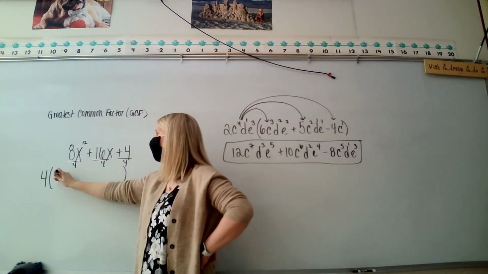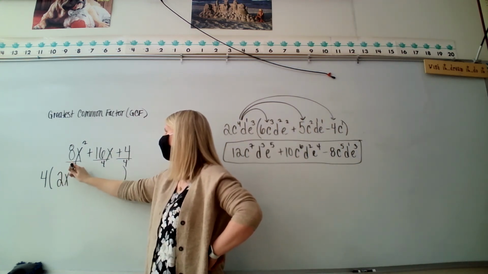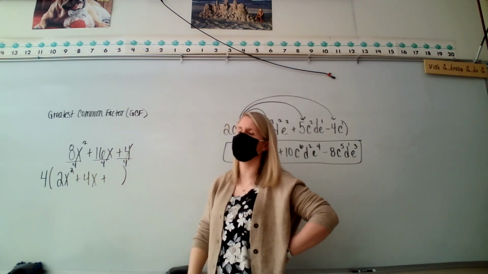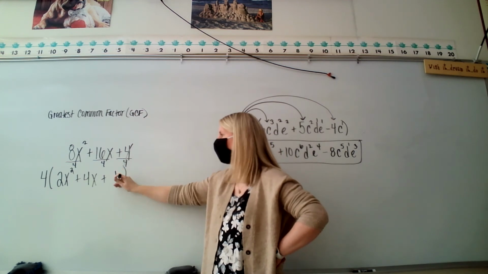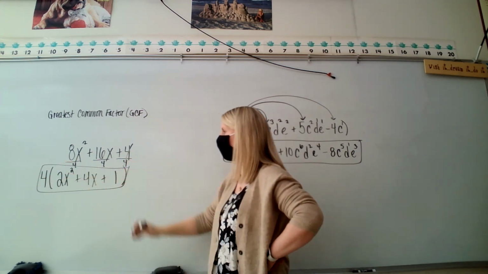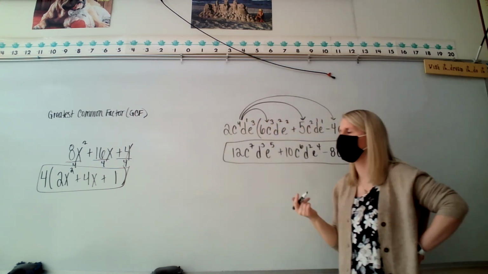So when I do that, I would be left with 2x squared plus 4x plus, please don't be like, oh, that cancels. You have to put something there, so you put a 1, because 4 divided by 4 is 1. But if you have a trinomial, you should have a trinomial inside. But that's what a GCF problem looks like.